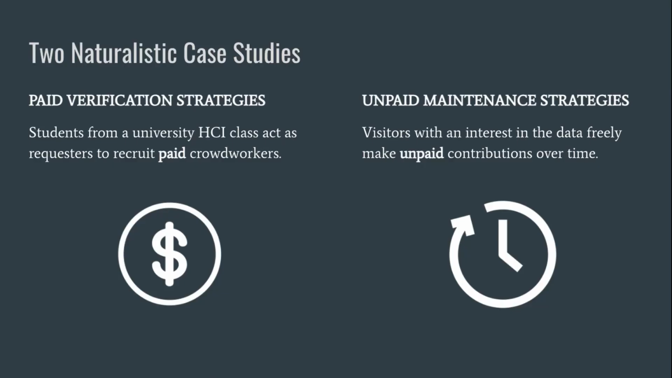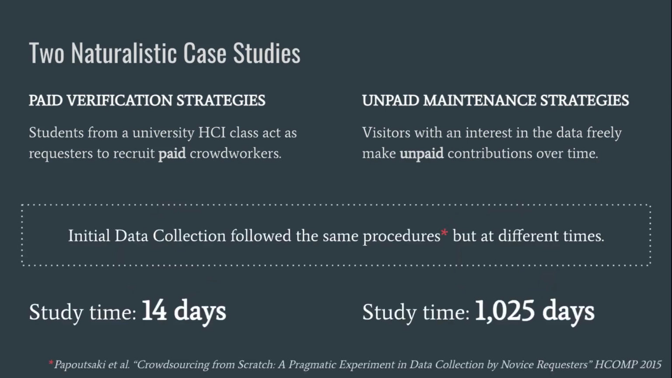We conduct two separate case studies to examine how paid crowd workers and unpaid contributors improve a crowd-collected tabular dataset's accuracy. The first case study focuses on verification strategies and relies on requesters posting microtasks to recruit paid crowd workers to edit tabular data quickly. The second case study examines maintenance strategies that rely on waiting for unpaid contributors to continuously visit and make unsolicited and solicited edits to tabular data.